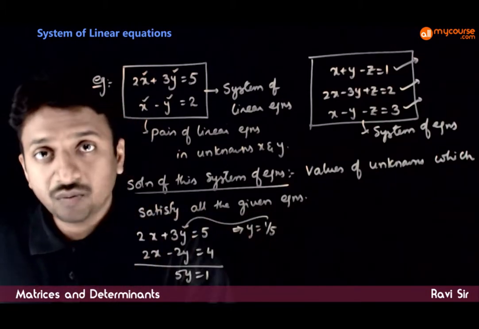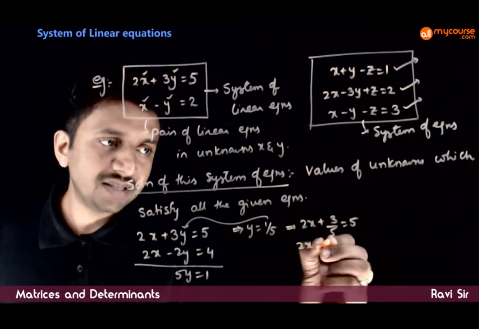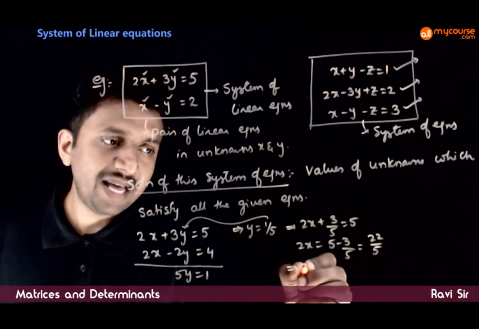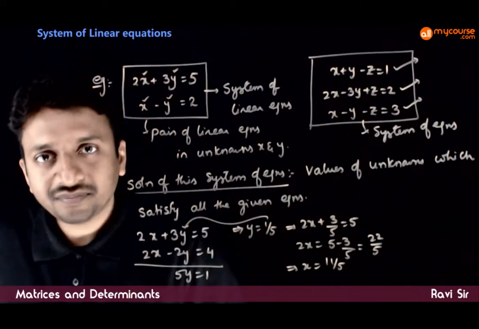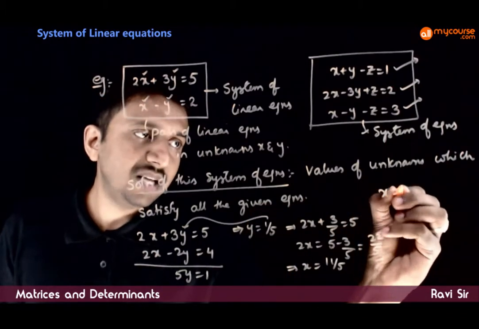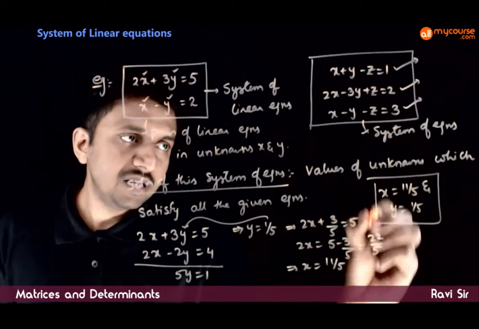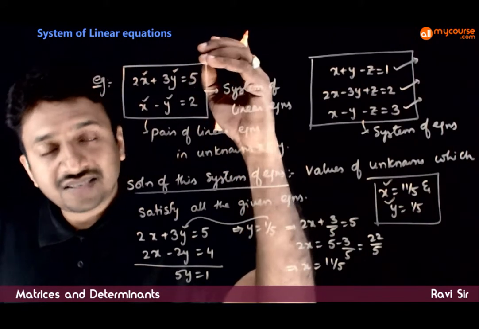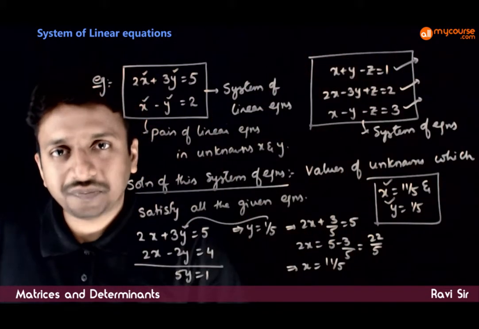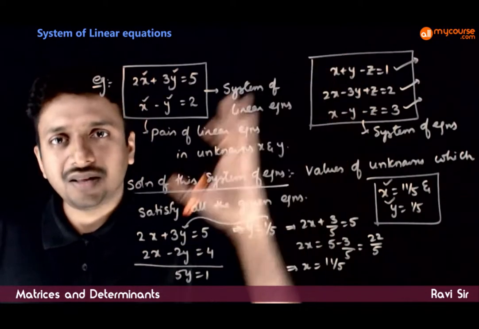Once you substitute the value of y in the equation, 2x plus 3 by 5 is equal to 5. 2x is equal to 5 minus 3 by 5, so 25 minus 3 is 22 by 5. This implies x is equal to 11 by 5. So what is the solution of this system of equations or pair of equations? x is equal to 11 by 5 and y is equal to 1 by 5. These values of x and y satisfy the first equation as well as the second equation. Similarly, you can solve this system of equations also. If you have more equations, the process becomes slightly involved, but theoretically you can solve these equations and get the solution.